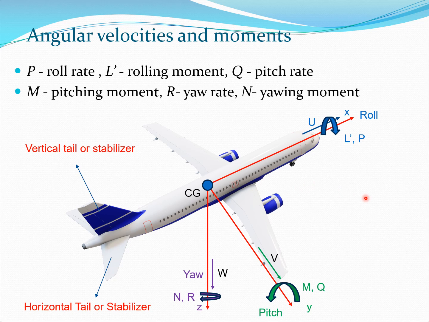Now let's again summarize some of these things because they are so important. P is the roll rate and L dash is the rolling moment. These are associated with the X direction. Q is the pitch rate and M is the pitching moment. These are associated with the Y direction, and R is the yaw rate and N is the yawing moment. These are associated with the Z direction.